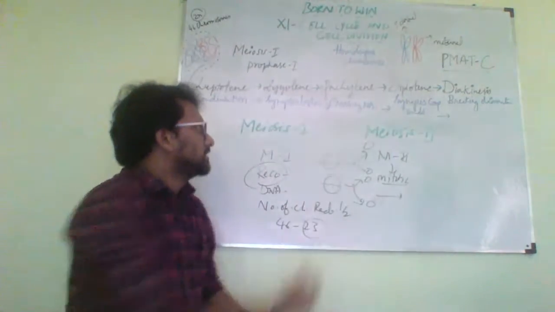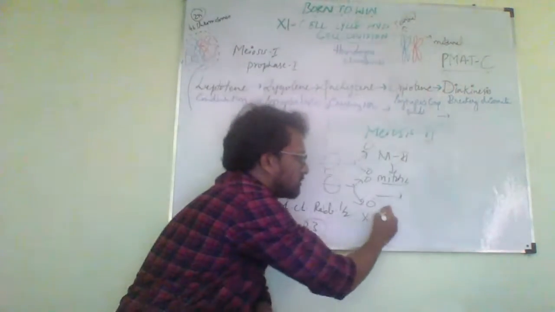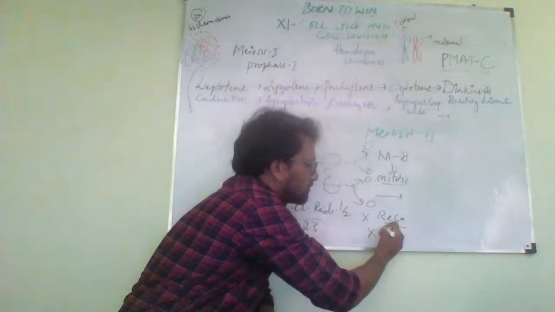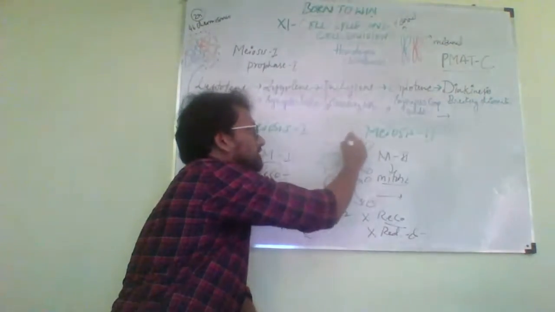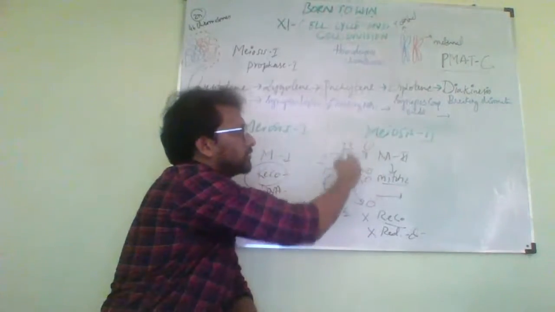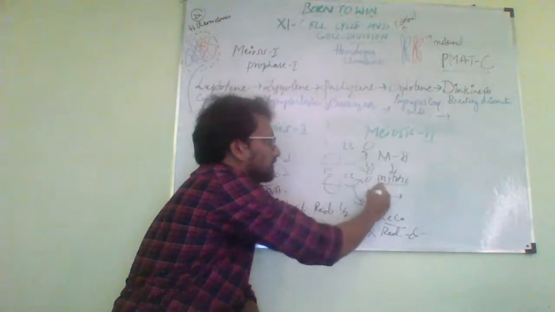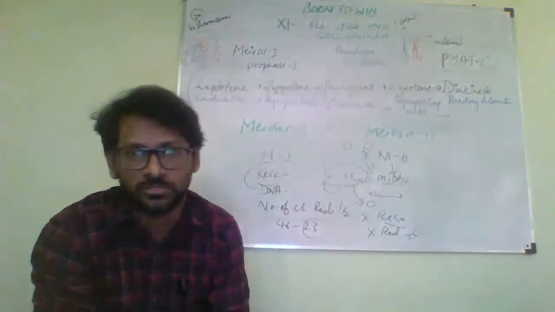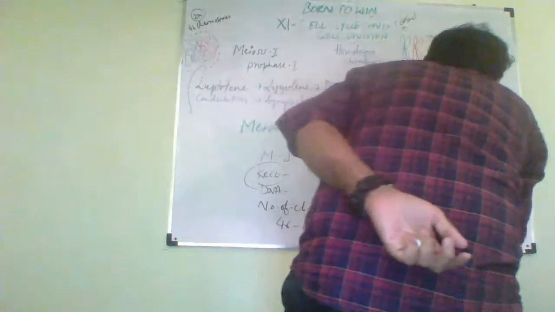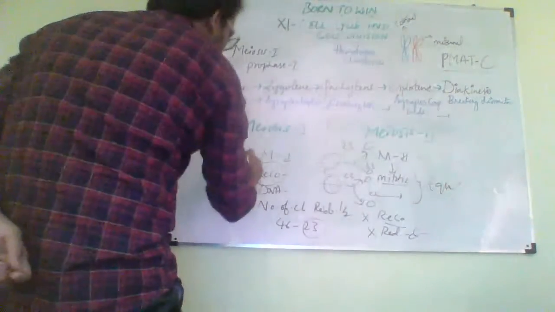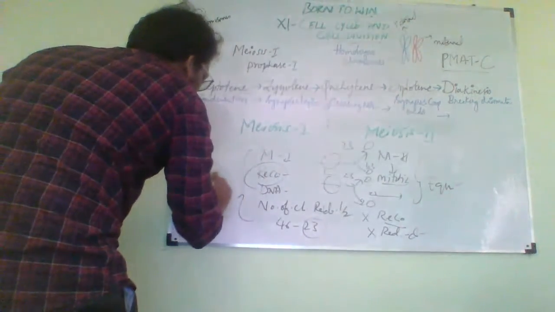The difference is that here there is no recombination and no reduction in chromosome number. It means the chromosome number remains the same. Once these cells divide, it will be divided into 23, 23, 23, 23. All cells will possess 23 chromosomes. So this is equational division, equal division, the second aspect you can remember. And this M1 phase you can remember as reductional division. In this way, if you read, it will be easier, right?